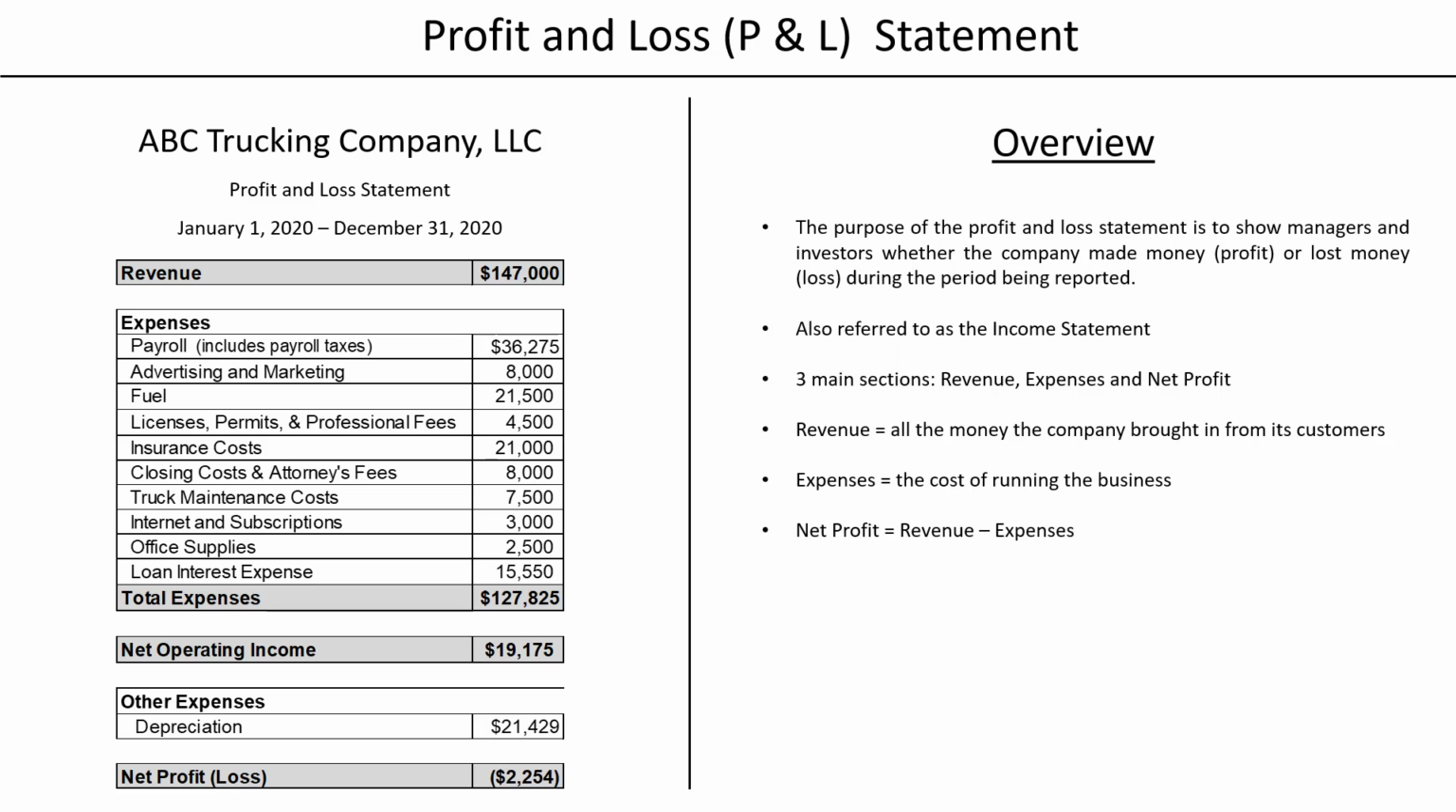First, let's take a look at the profit and loss statement. Here is an example of the profit and loss statement for the ABC Trucking Company after their first year in business. So, the profit and loss statement shows managers and investors whether a company made money or lost money. It is also referred to as the income statement. And there are three sections to the profit and loss statement: revenue, expenses, and net profit.